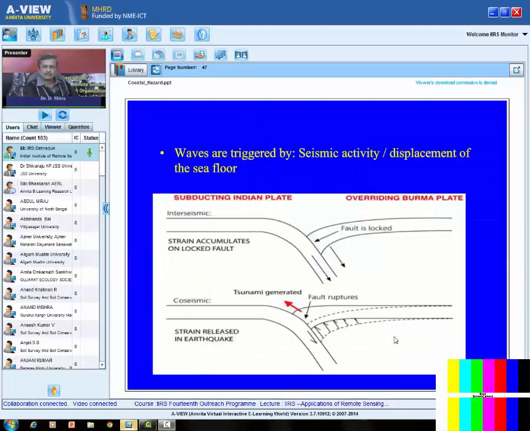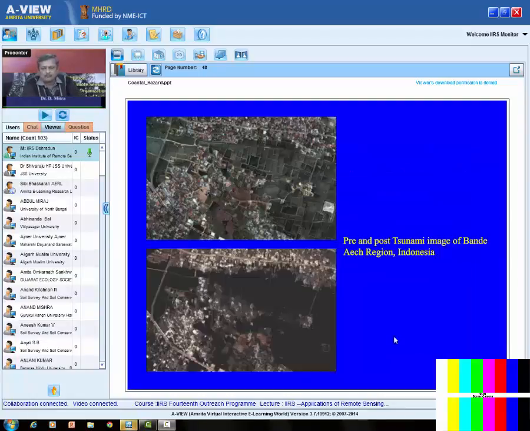When they come near the coast, their wavelength diminishes, their wave height increases, and their speed also diminishes. But that speed will still be around 70 to 80 km per hour near the coast, and their energy will remain constant. That is why they are most devastating. Even at 70 to 80 km per hour, dashing along the coast, if you are in the coastal area, you cannot run that fast.